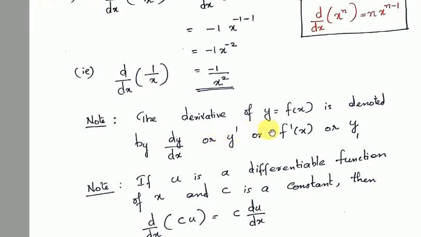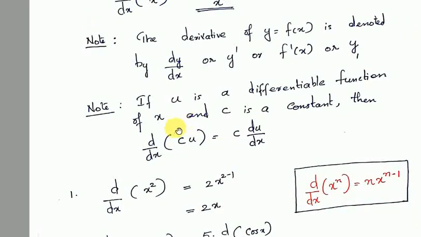The derivative of y equal f of x is denoted by dy by dx, or y dash, or f dash, or y1. These are the notations we use for the derivative of y equal to f of x. That is dy by dx, y dash, y1, etc.